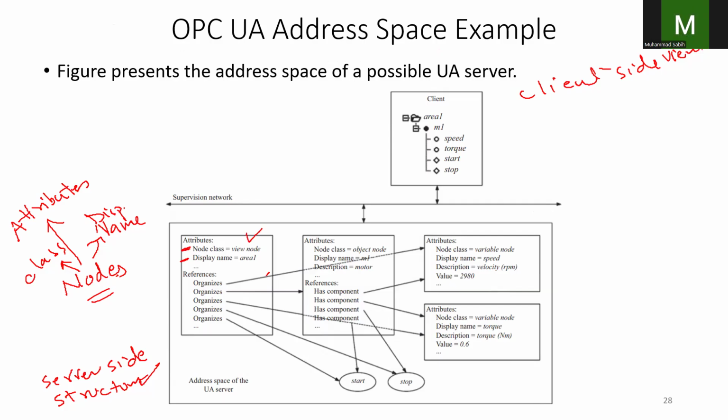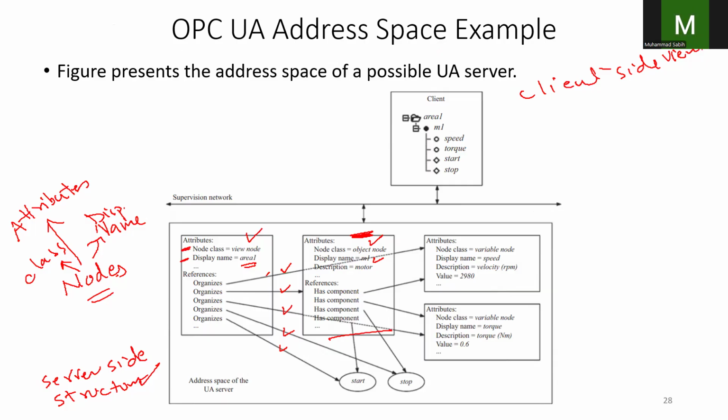We start with this view node, called Area 1, and this view is designed to organize and simplify what a client sees. So what a client sees is dependent on this node. It references other nodes. These lines are references. This is how it references other nodes, such as M1, which is motor 1. This is an object node, and it represents a motor and contains several components.